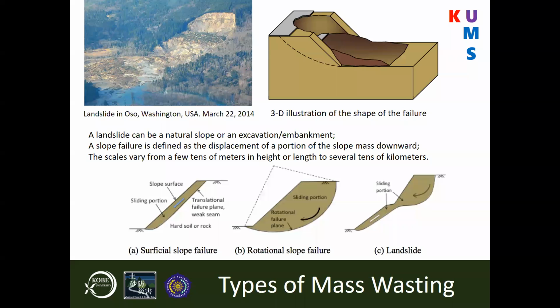And when we look at them one by one, if you look at, for instance, the Oso landslide here, which occurred in 2014, the last time it occurred was in 2014 in Washington. That landslide has actually occurred many, many times.